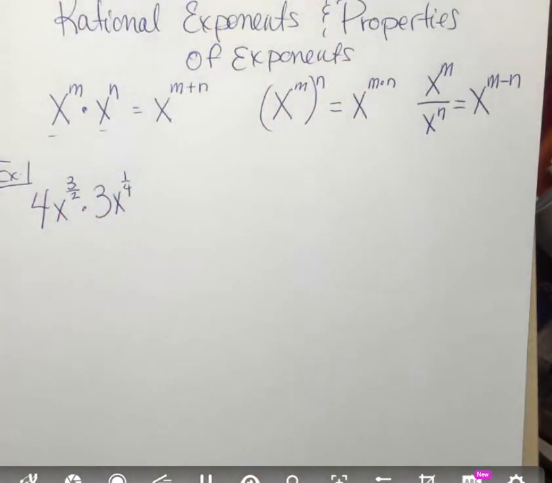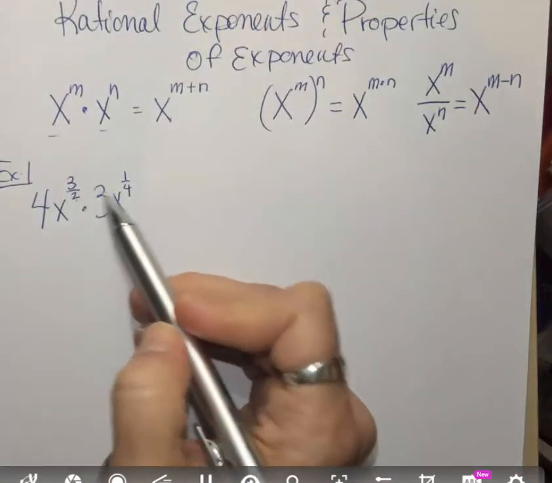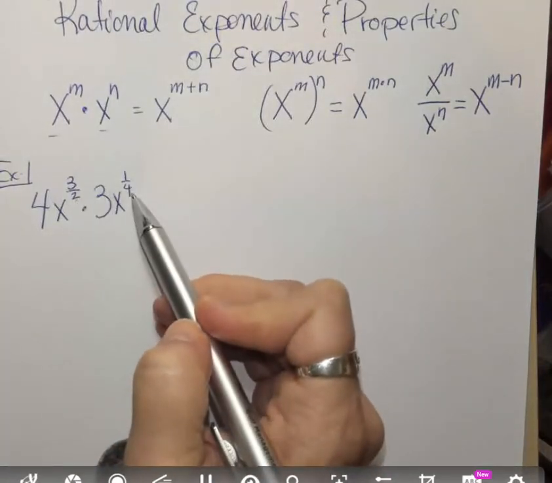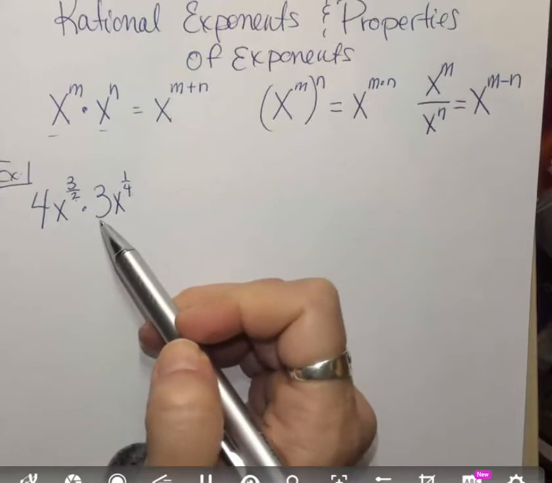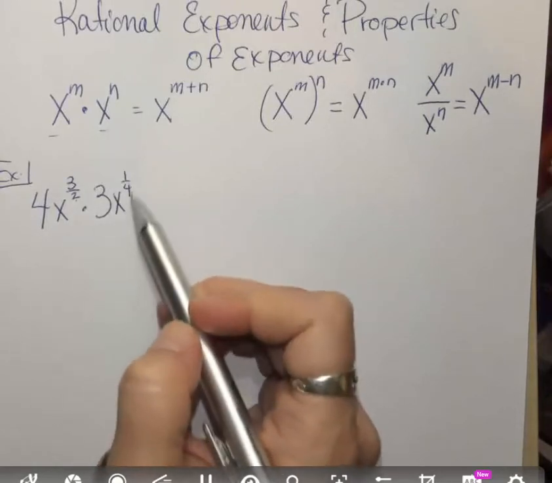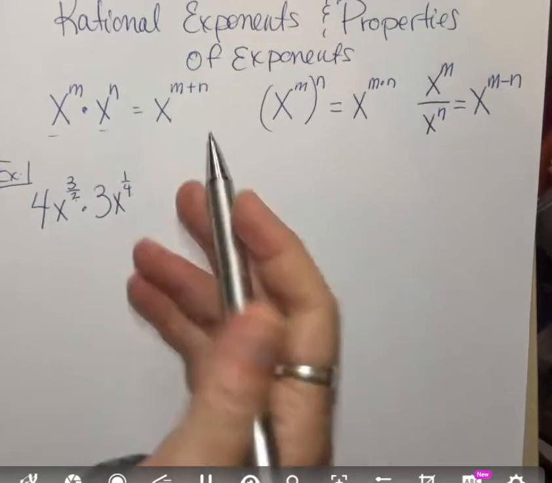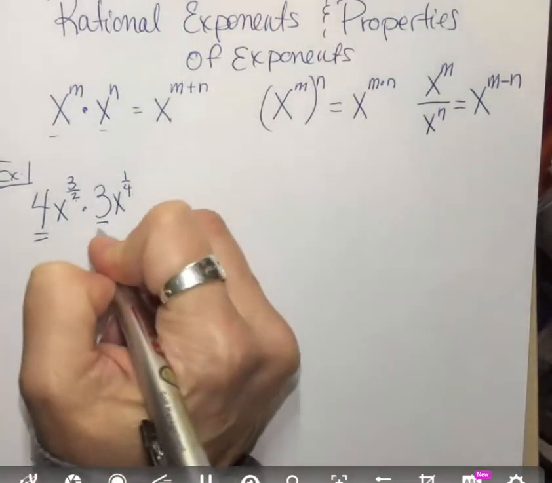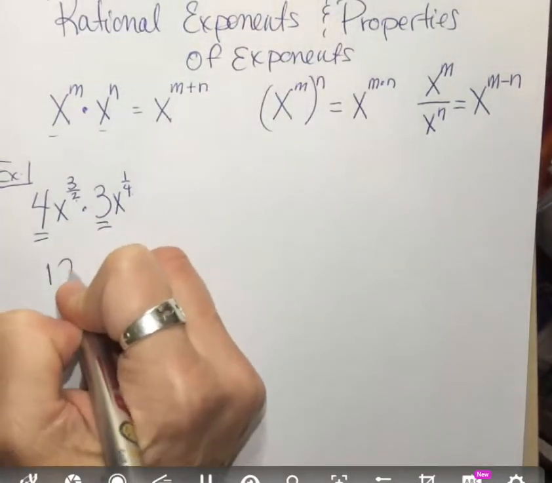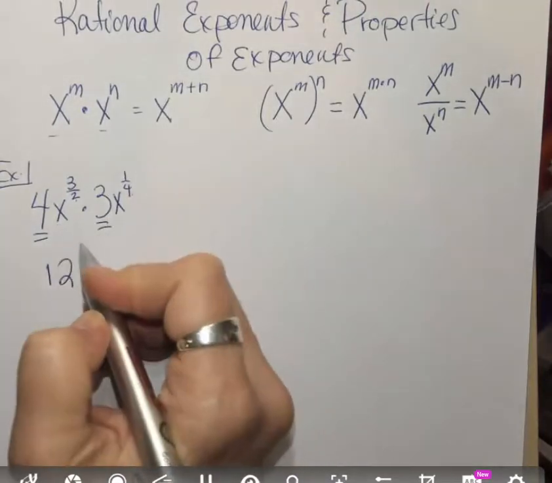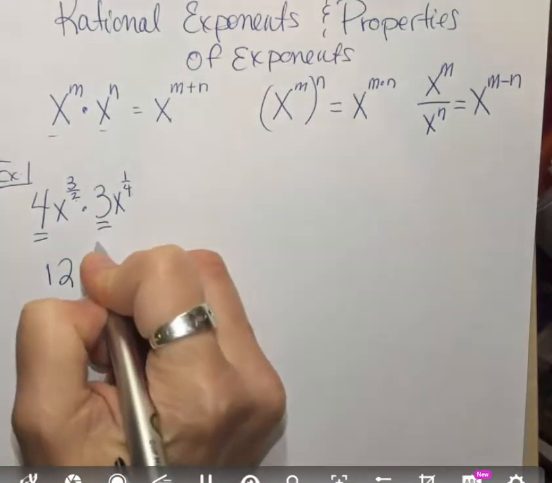Now, if these were in radical form, I would have a square root and a fourth root, and I can't combine them if they're in radical form. However, if they're in exponent form, I can. So I'm going to go ahead and multiply my numbers. So I have 4 times 3 is 12. And then I have x to the 3/2 power.